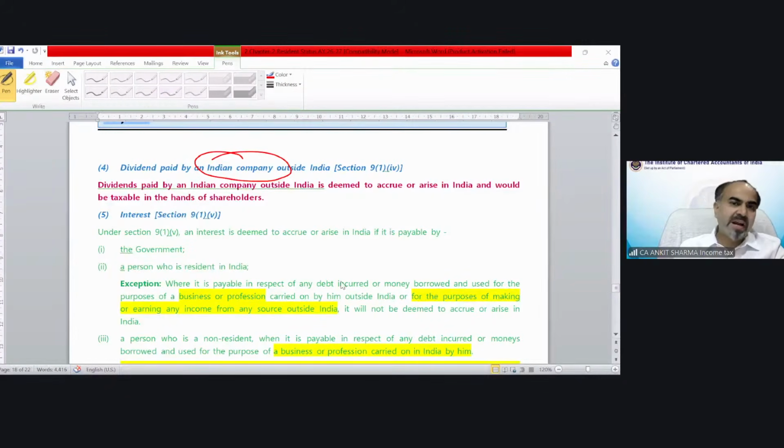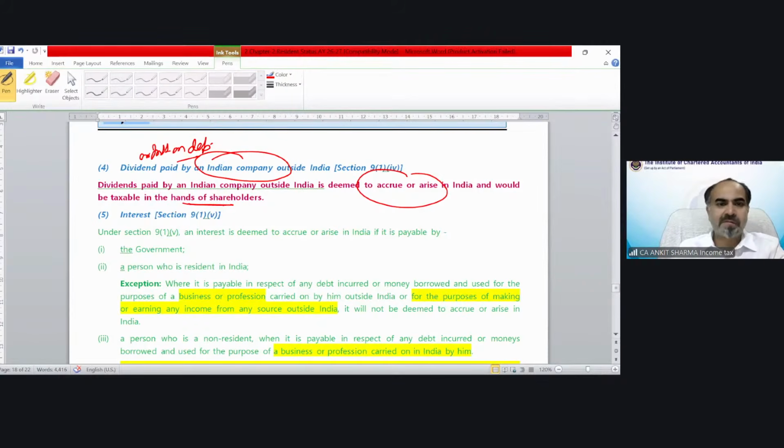So dividend paid by an Indian company outside India is deemed to accrue or arise in India and would be taxable in the hands of the shareholder. So whether it's a dividend or interest on debentures of an Indian company, the same treatment would apply. Whether dividend on shares or interest on debentures of an Indian company, that is going to be treated as deemed to arise in India.